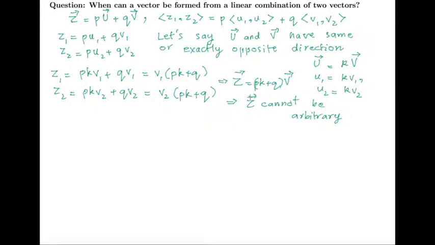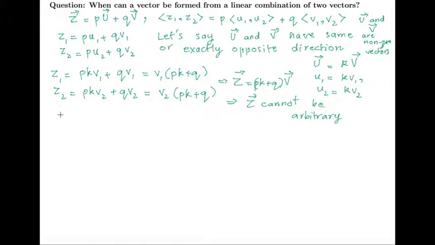Other than that, u and v are, obviously, non-zero vectors. So this is another condition. It's obvious, but it's good to write them. So the point is that if u and v have the same direction, or they are parallel or anti-parallel, then z cannot be arbitrary. Z has to be restricted in the same direction.